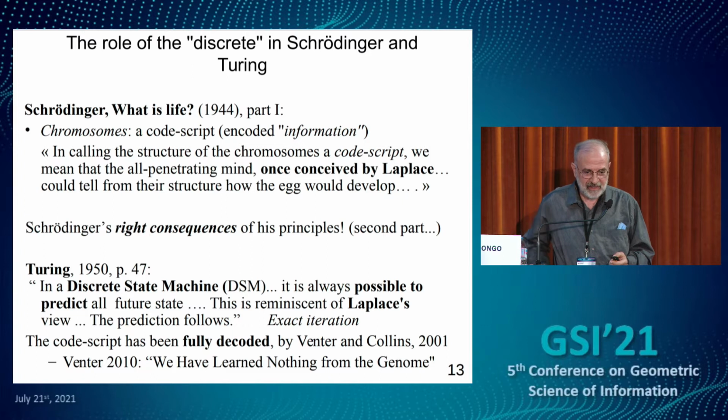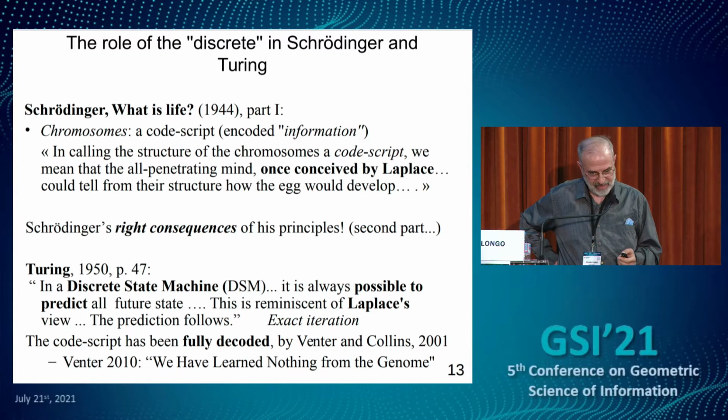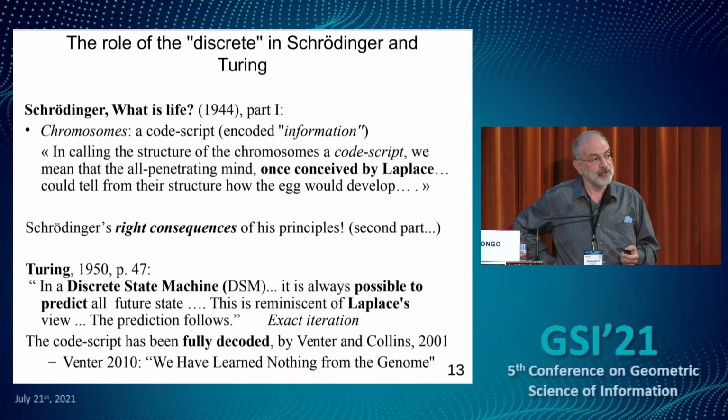Note that in the last two lines, the code script has been fully decoded in 2001. Venter was the first, Collins was another, who arrived just a little later. And in a clarifying paper in 2010, Venter acknowledges, we have learned nothing from the decoding of the genome.